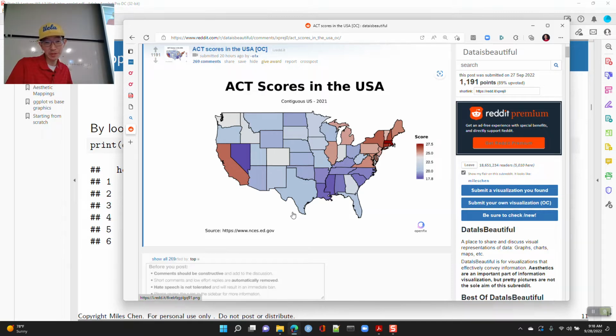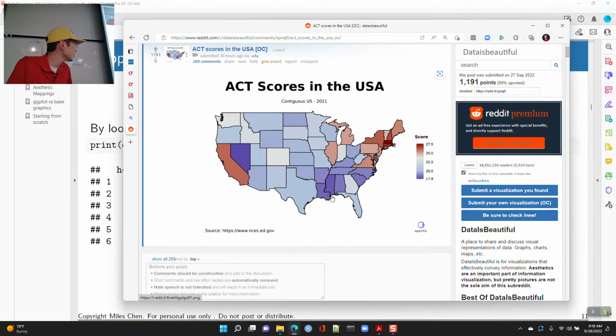There's only two variables being plotted. What are the two variables? It's state and then the ACT score. We can kind of get the ACT score based on the color. It's hard to get the exact value, but that's okay.